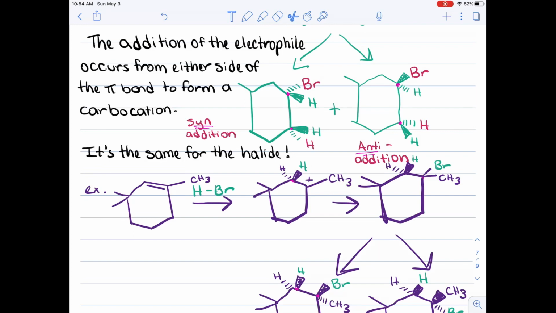What if your hydrogen attacks from the back, and on the adjacent carbon, the bromide attacks from the back as well? Well, now you have a case of syn addition. What if your hydrogen attacks from the back, but on the adjacent carbon, your bromine attacks from the front? Now you have what is called an anti-addition. For syn addition, just remember that both of them are attacking from the same side. Excuse my spelling, I don't know what happened. And on anti-addition, they're attacking from the opposite side.